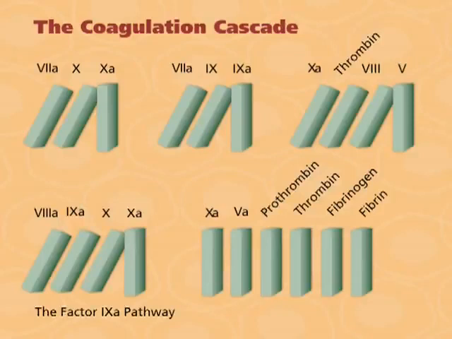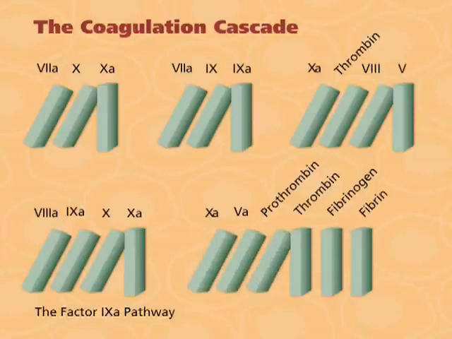The increased factor 10A, produced in this way, along with its own cofactor activated 5A, forms a complex that promotes the efficient conversion of prothrombin to thrombin. It is thrombin that then allows the conversion of fibrinogen to fibrin.